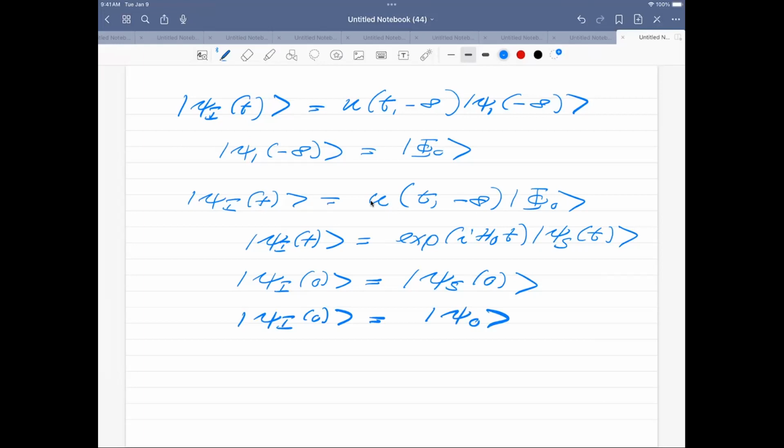So you could now think of this as a fully interacting case. You gradually move on, you switch on the interaction slowly, and then the system starts to interact. And then you have the fully interacting system at time equals 0. So that means that psi 0 is simply going to be equal to u of 0 minus infinity multiplied with phi 0.